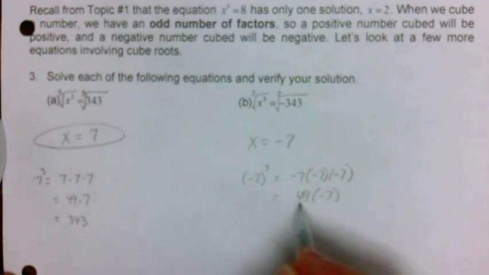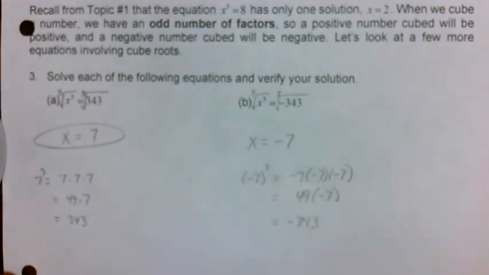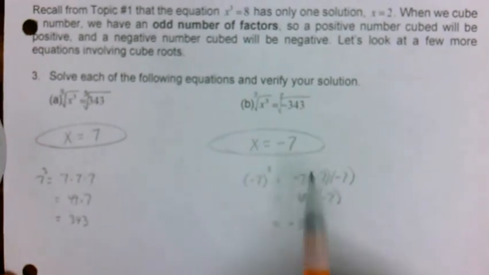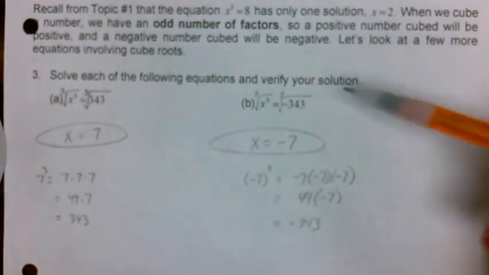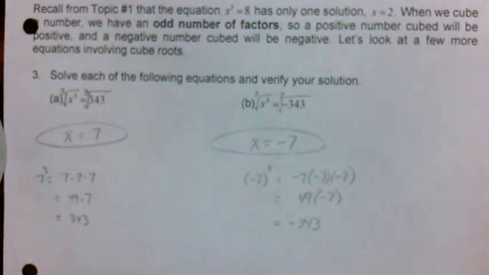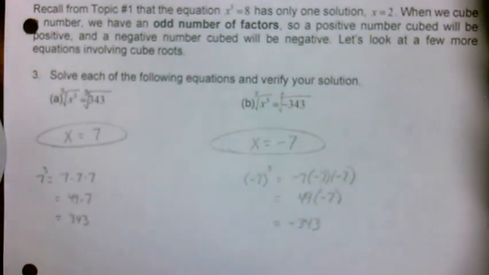But now when we multiply 49 by negative 7, we get negative 343. So again, there's just one answer to this equation where I had to take the cube root in order to get the answer. So when you take the cube root, there's going to be one answer, but when you take a square root, there's going to be two answers.